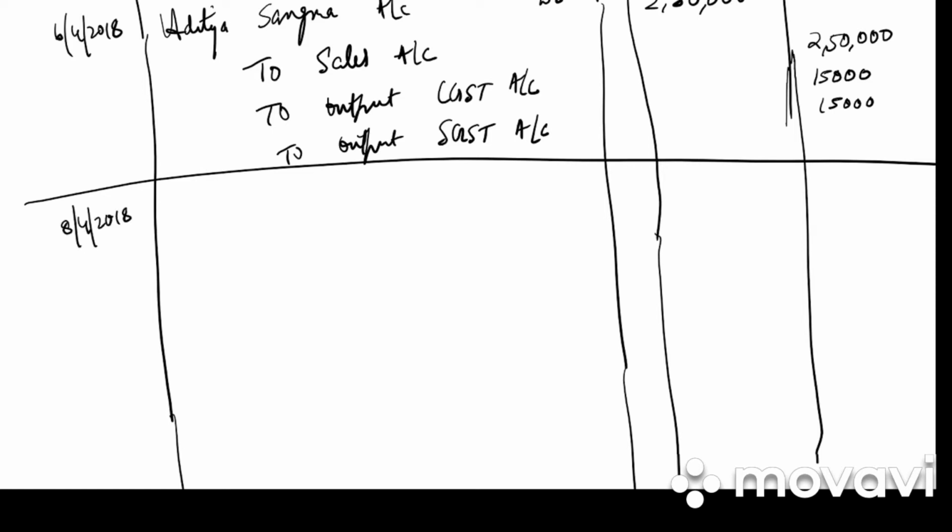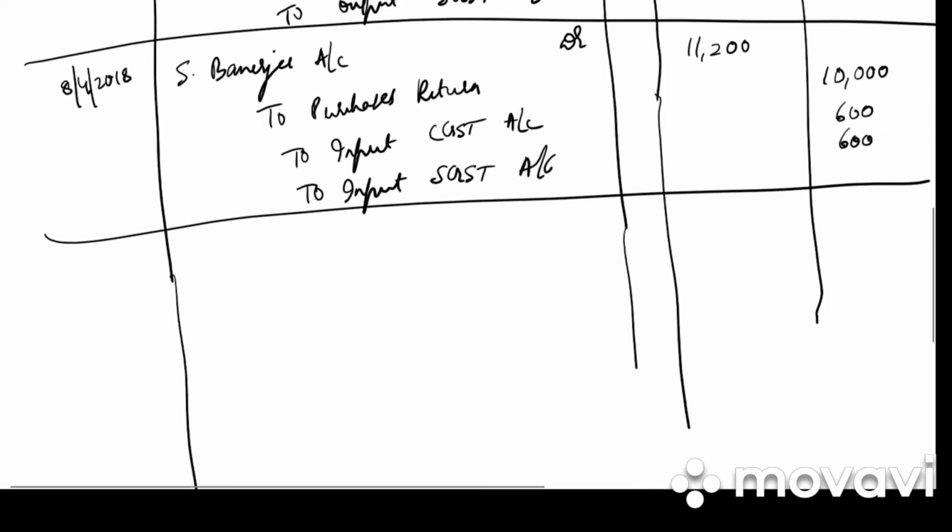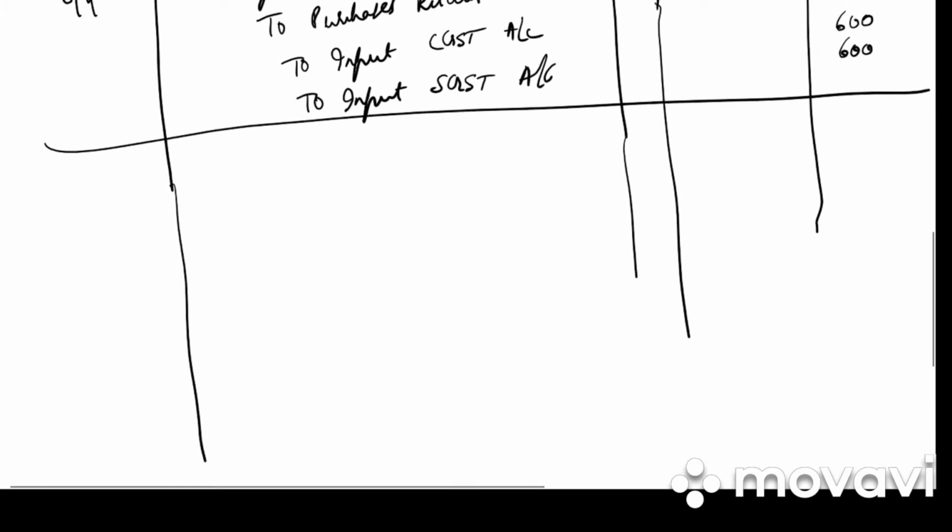Next we have on 8th April, return goods to S. Banerjee. So S. Banerjee account debited to purchases return, to input CGST account, to input SGST account. So for what value did we return the goods? 10,000. So our purchase return was 10,000. So 10,000 into 6 by 100, 600 CGST, 600 SGST. And the total for Banerjee is 11,200. Write the narration. Purchase return.